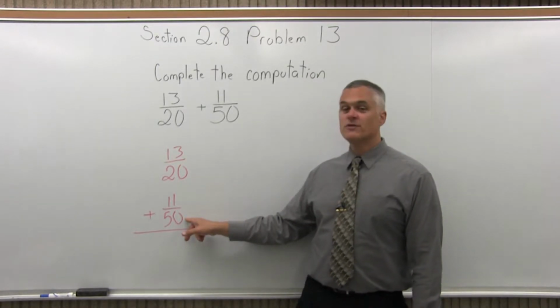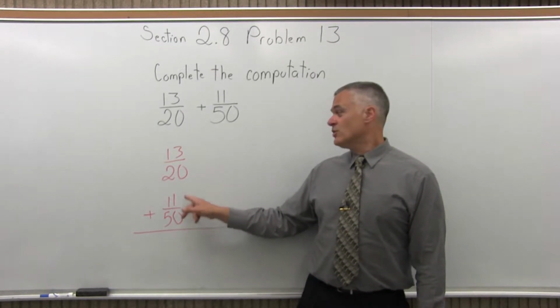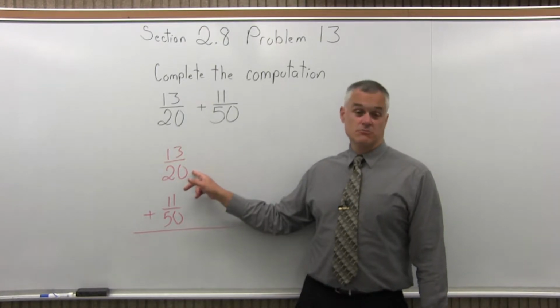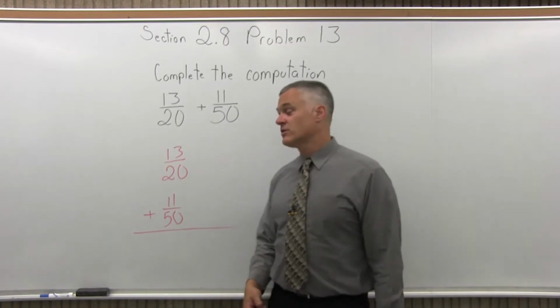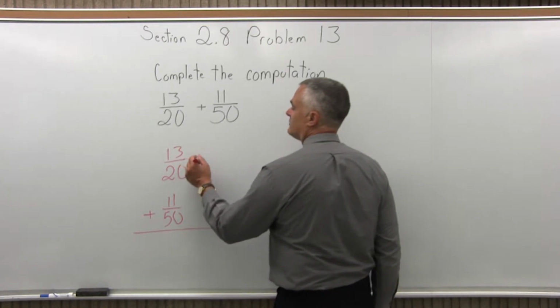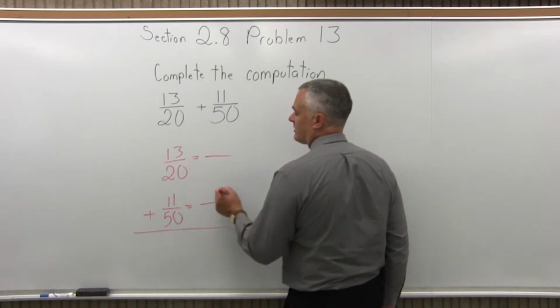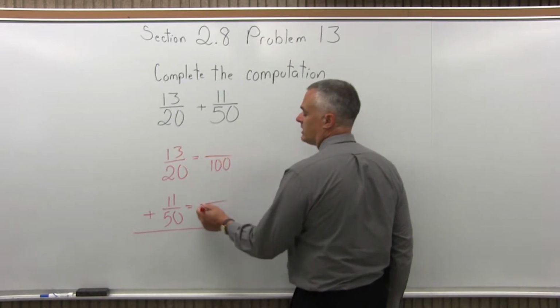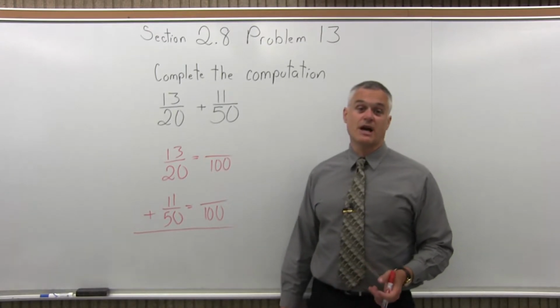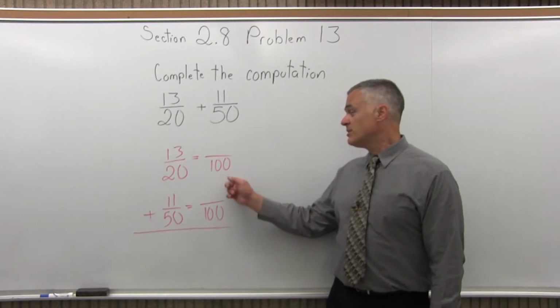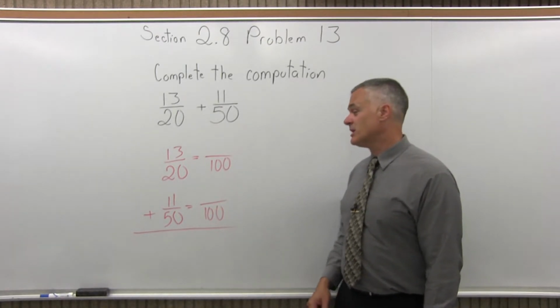But if I double the 50, I get 100. Will 20 divide into 100 evenly? Sure, it goes in evenly. It goes in 5 times. So 100 makes for a very good common denominator. So next to each fraction, I'll write an equivalent fraction, and that equivalent fraction will have a denominator of 100. Now again, there are other denominators that'll work, like say 1,000 as a common denominator, but you want to keep it as low as you can, smallest common denominator.